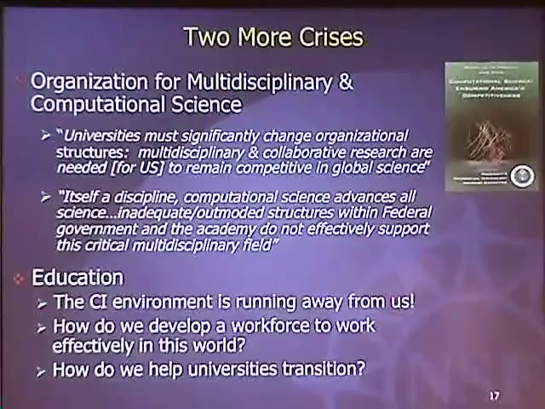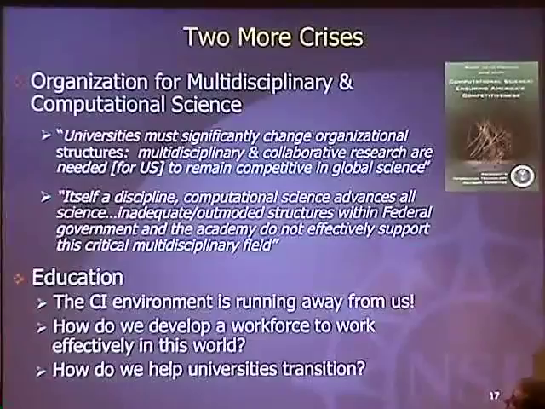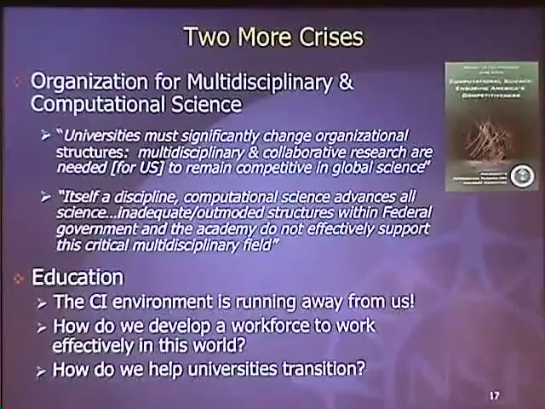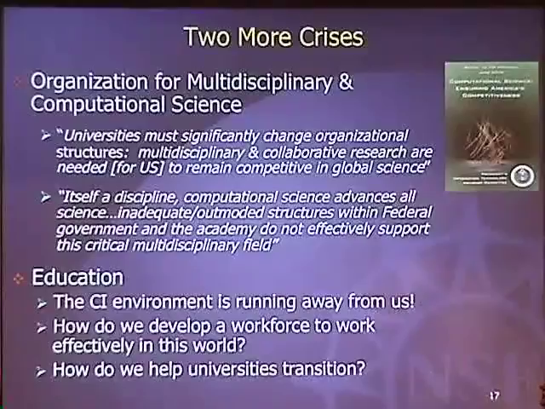But I'll just point out these other two, which I've thought a lot about, and I think the campus here has really thought a lot about this in particular. The organizational structures that are needed for multidisciplinary science and for computational science are rather different. And these are quotes from the executive summary of the PITAC report, the Presidential Information Technology Advisory Committee report from 2005. This is actually a report to President Bush.